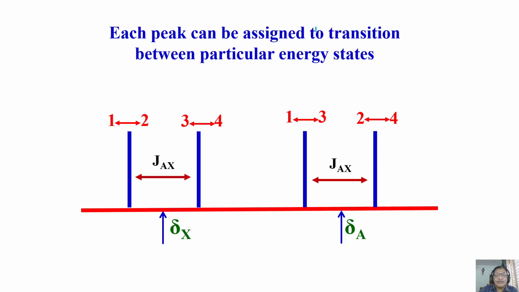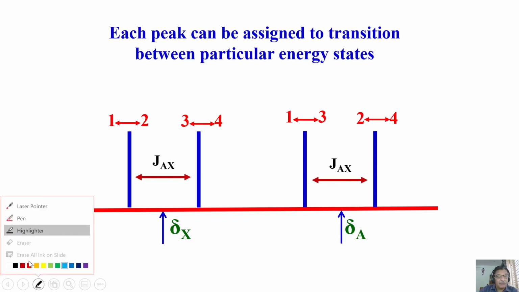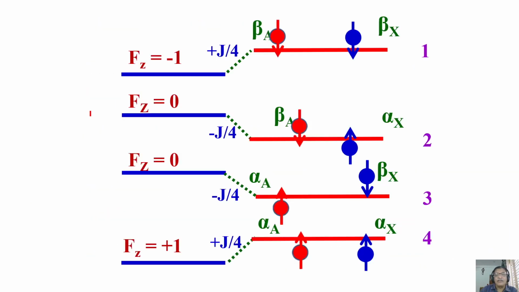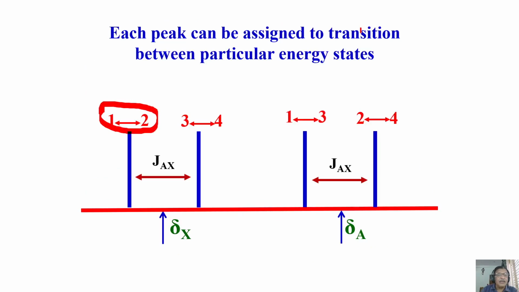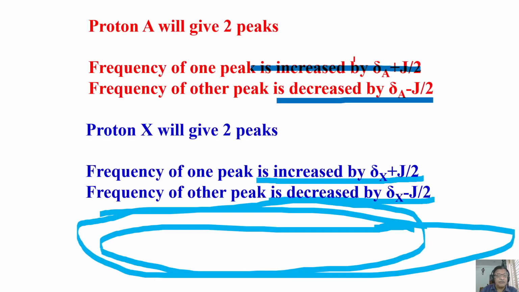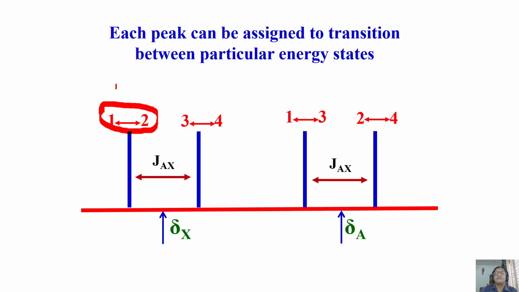Now each peak can be assigned to a transition. Remember, each peak can be assigned to a transition. Look at this one. We observe the 1 to 2 transition in the energy level. Go back here. What is the energy level transition from 1 to 2? This corresponds to alpha X changing to beta X. So it is an X transition. And in this case the energy is larger, the frequency is larger. So that means it comes at higher frequency. This is an X transition.